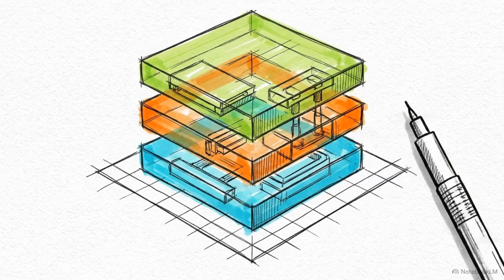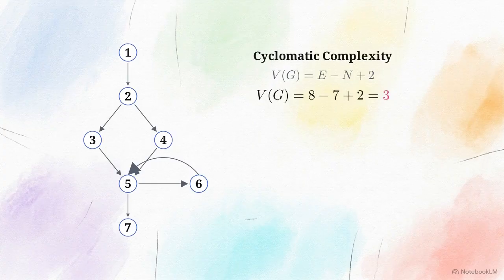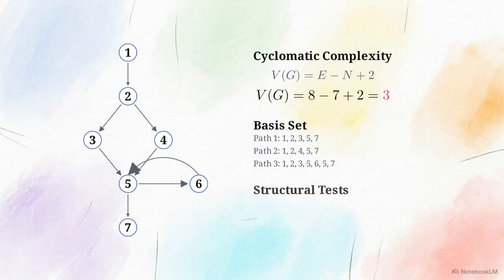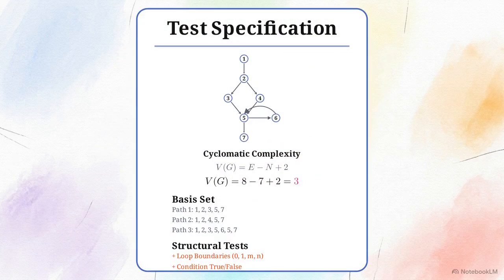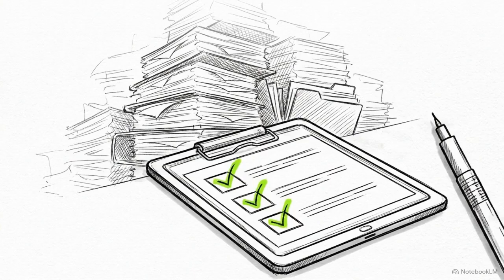Layering condition, data flow, and loop tests over the primary basis set ensures the most complex data states and branching paths are systematically exercised. A developer abstracts code into a flow graph and calculates cyclomatic complexity. This isolates the independent paths into a basis set. Testers add structural stress tests for loops and conditions, creating a complete white box test specification. This highly structured framework completely replaces the impossible 3,000-year burden of exhaustive testing with a finite, manageable checklist.